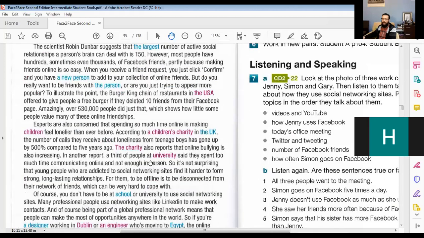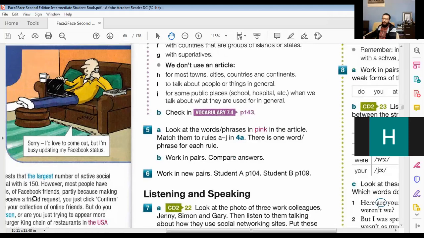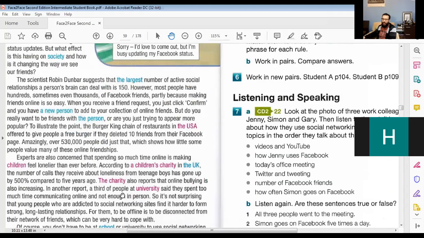What about university? A third of people at university. No article. It's a public place. That's it. It's rule J, public place. And we're talking about it in the classical normal way, at university. We're not talking about a specific university, but the university in general as an institution. This is the idea. All right, good.